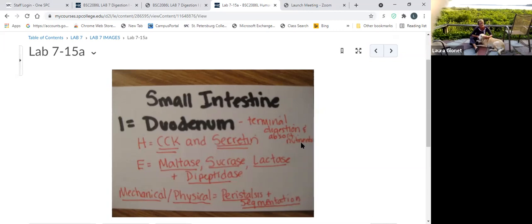As it passes down into the latter regions of the small intestine, further down the tube, not completely at the terminal end, is where we have cells that secrete maltase, sucrase, lactase, and dipeptidase. And these are enzymes that will break down carbohydrates and proteins.